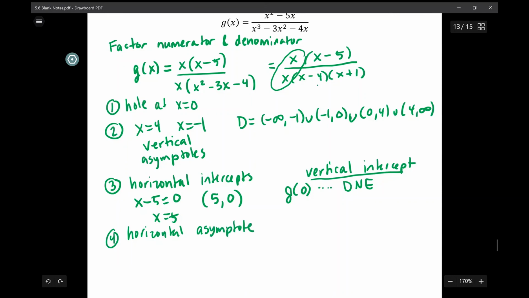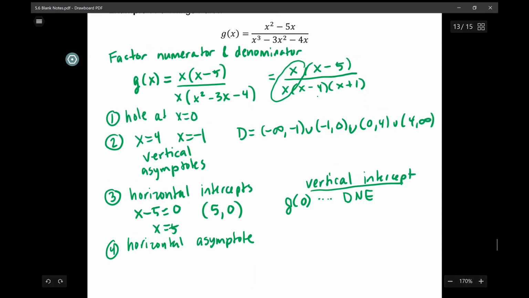All right, let's look at the degrees here. Looking at the original function, the degree of the numerator is 2. The degree of the denominator is 3. So the numerator's degree is less than the denominator's. That means y equal to 0 is my horizontal asymptote based on my rule.